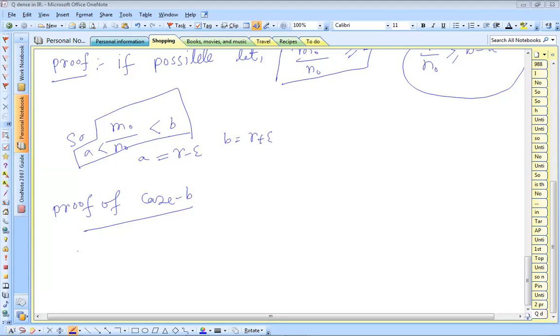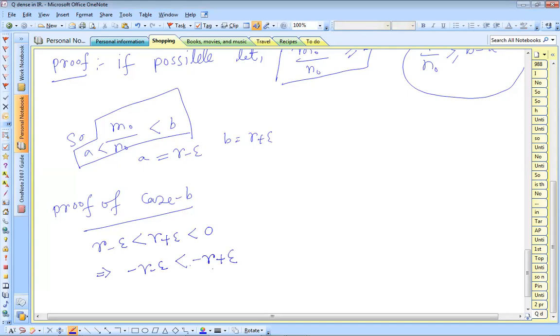So the proof of case b is as follows. In this case b situation, we have r minus epsilon less than r plus epsilon, which is less than 0. This implies minus r minus epsilon is less than minus r plus epsilon, with minus r greater than 0. Observe that my r is less than 0 because r plus epsilon is less than 0.